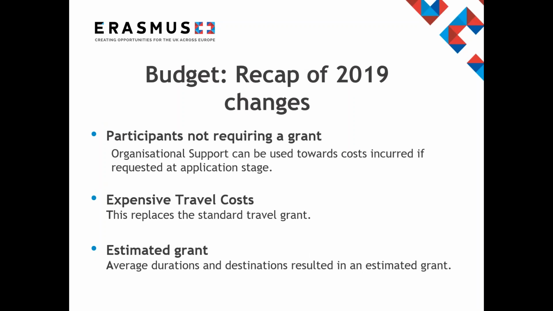There have also been some changes that relate to the budget. You are now able to include participants who do not require a grant for mobilities. For example, those who were able to source funding for themselves or have been funded through other sources. Organizational support can be used toward costs for these participants if requested at application stage. A budget category called expensive travel costs has been introduced. If your project has been awarded this type of budget, you should further read in your guidelines how to correctly claim the costs. Expensive travel costs replace the standard travel grant.